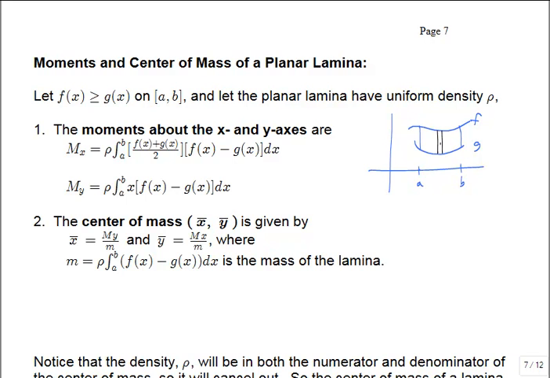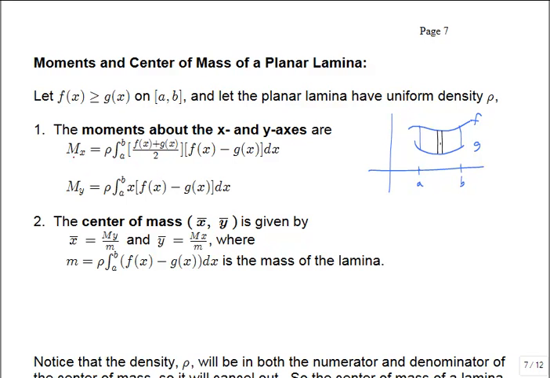Okay, so the moments and center of mass of a planar lamina. Let's let f of x be the higher function, the greater function. So f is greater than or equal to g on an interval a to b, and let the planar lamina have uniform density rho. Then the moments about the x and the y-axis are given by these two formulas.